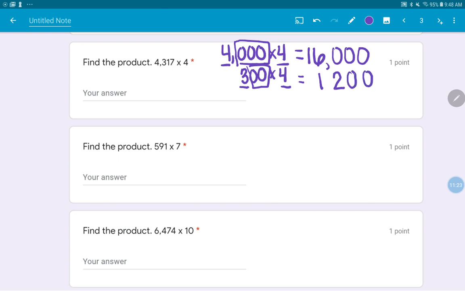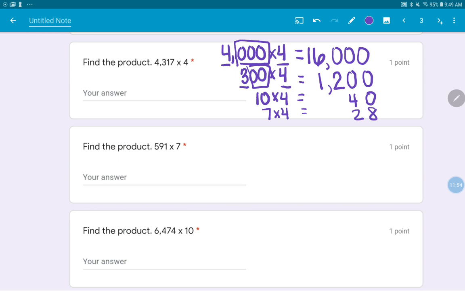Did you notice that I went ahead and lined up my place values? That just takes one step out that I don't have to do at the end when I need to add them together. All right, so what do I need to do next? You need to do 10 times 4. 10 times 4, and that is 40. I'm going to go ahead and line that place value up. And then 7 times 4 is 28.